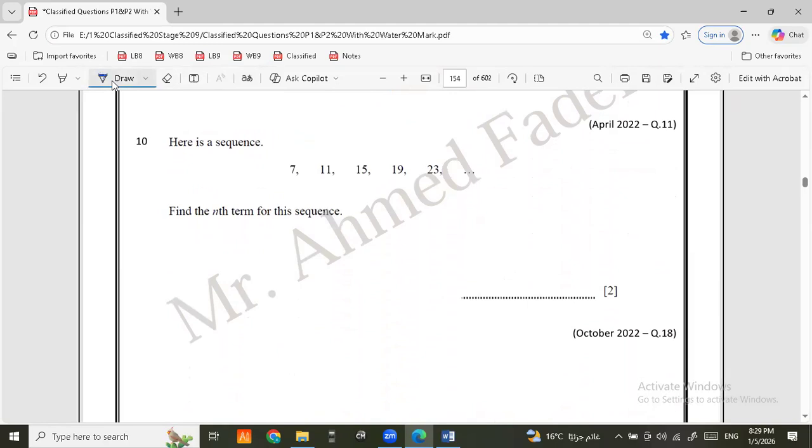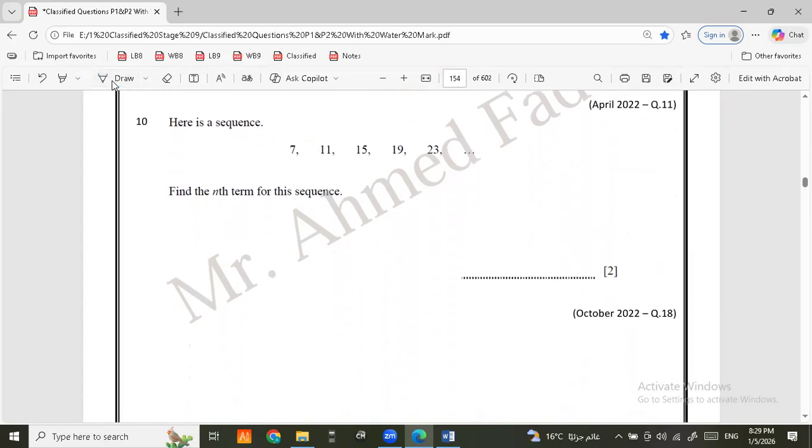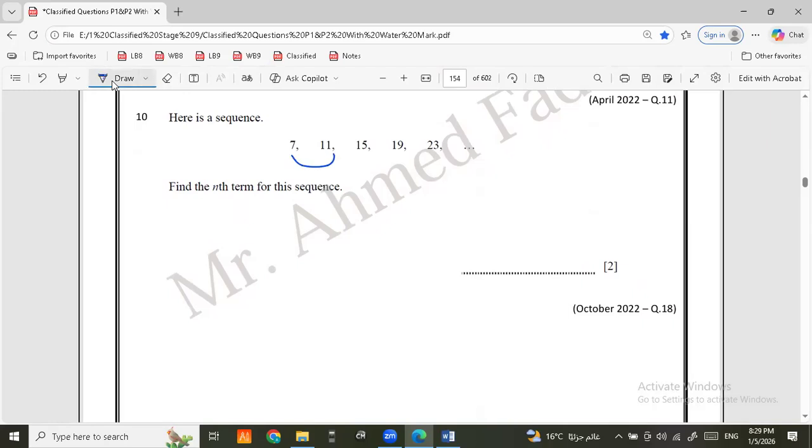Here is a sequence: 7, 11, 15, 19, 23. Find the nth term. For the nth term, I must find the difference. Here, we added 4, added 4, added 4, added 4. So it is a linear sequence. So it is 4n. But term 0 minus 4 gives you 3. So it is 4n plus 3.